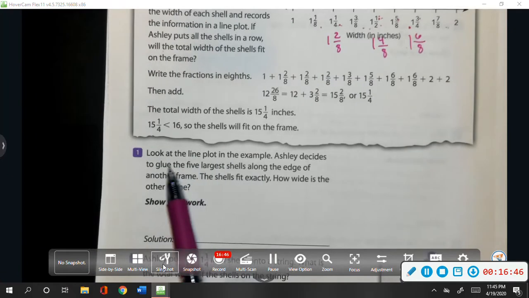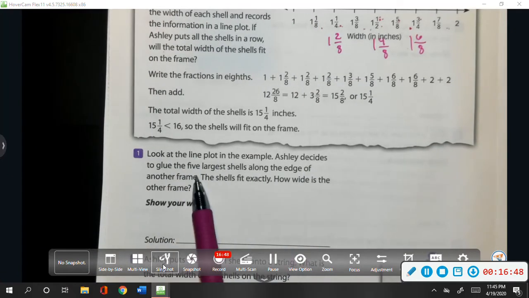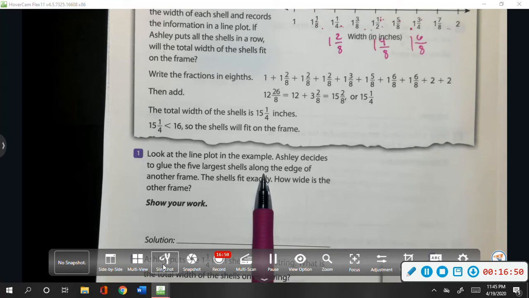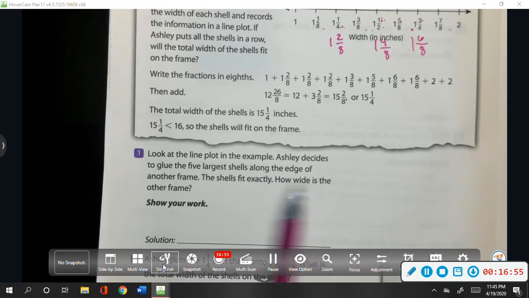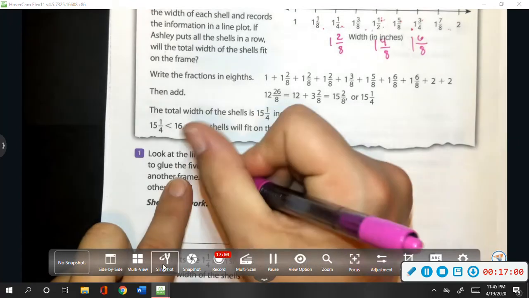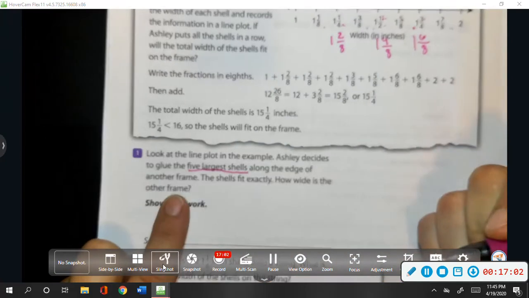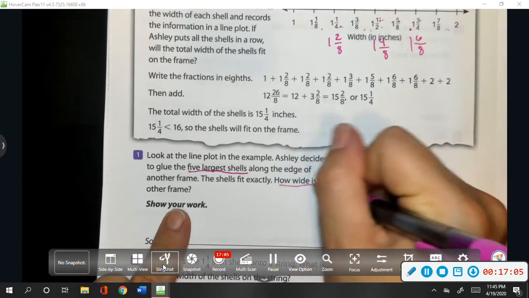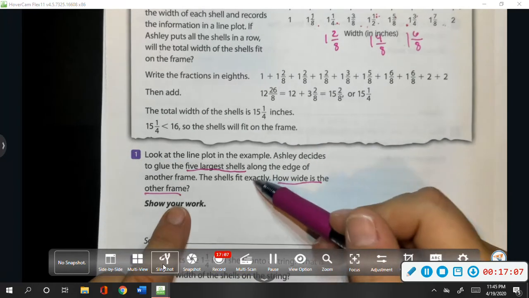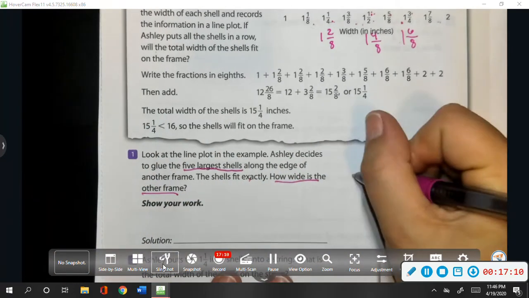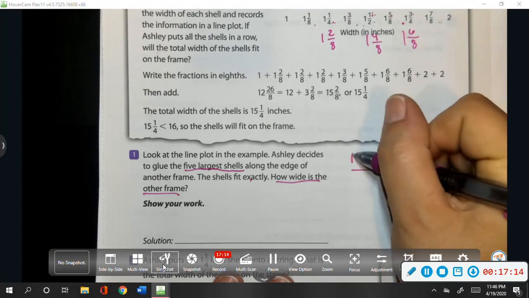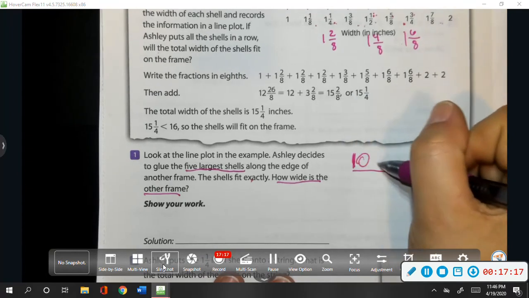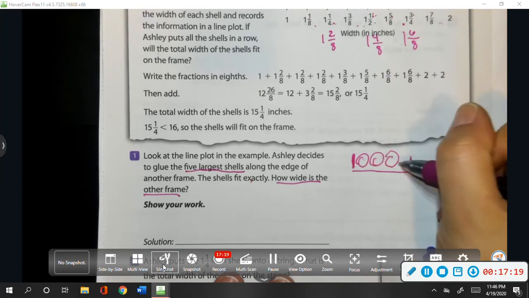Number 1, it says, look at the line plot in the example. Ashley decides to glue the 5 largest shells along the edge of another frame. The shells fit exactly. How wide is the other frame? So what we want to do here is take the 5 largest shells and add them up to see how wide the other frame is, because the shells fit exactly. However long that frame is, that is how wide my seashells are going to be, because they take up exactly that spot. I'm just going to draw you a little model here.